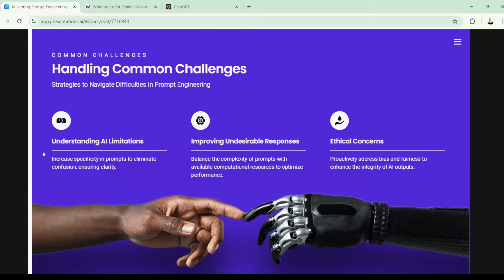Ethical concerns means being ethical with ChatGPT. You should always stay within your limits and do not ask anything out of ethics. If you try to ask something out of ethics, ChatGPT won't give a reply to it.